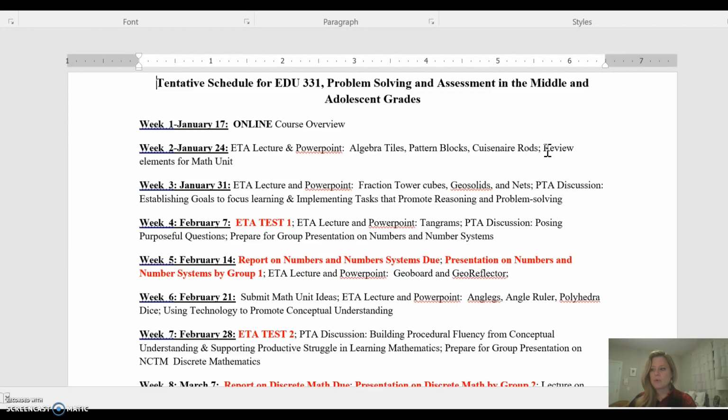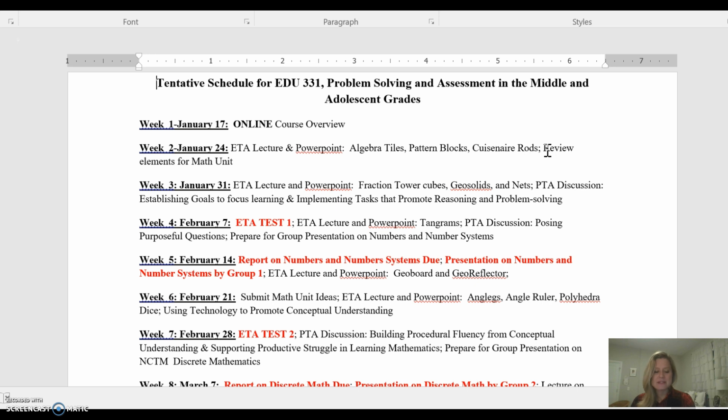So I will make copies of whatever we're going to go over in here because I only made that text suggested. I will give them to you the week before, and then whenever it says, like during week 3, that we're going to discuss establishing goals to focus learning and implementing tasks that promote reasoning and problem solving, you will have been given that reading material in week 2. That way you can read it and be ready.